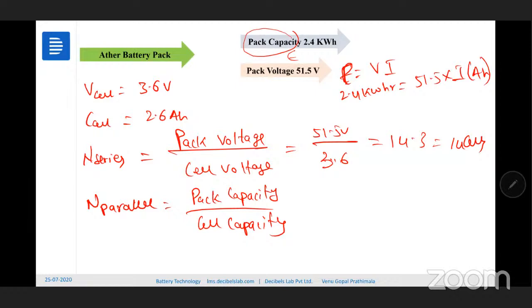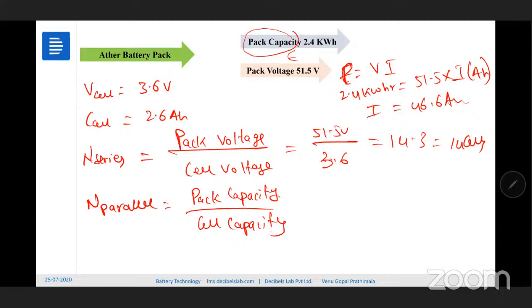So 2.4 into 1000 divided by 51.5 is giving 46.6. Yes, 46.6 amp hour. So that is the capacity in terms of amp hour.